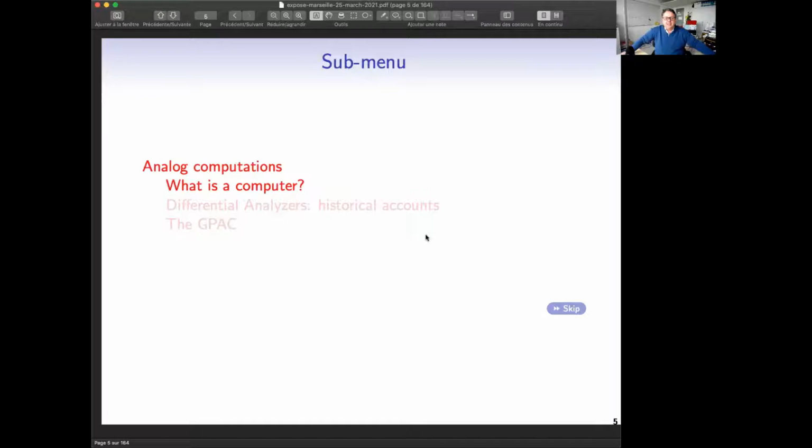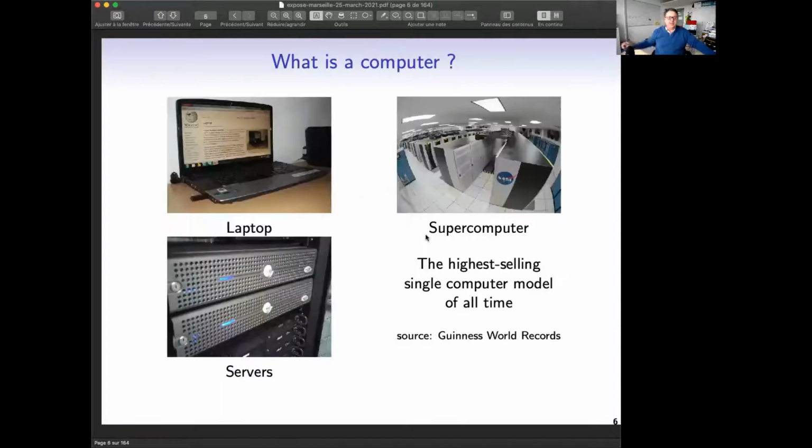So in English, there is no distinction between ordinateur and calculator. All of them are computer. So when we talk about computer, of course, computer includes the modern computer, like the one I'm using to do this presentation, the laptop.